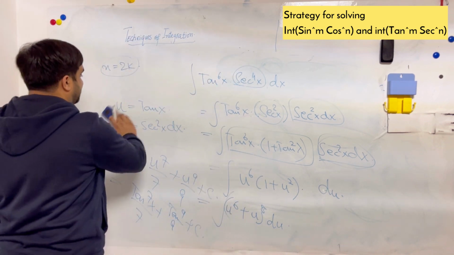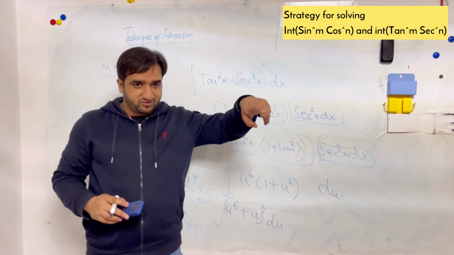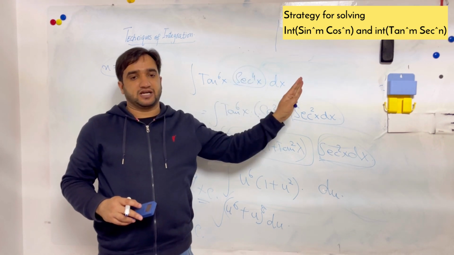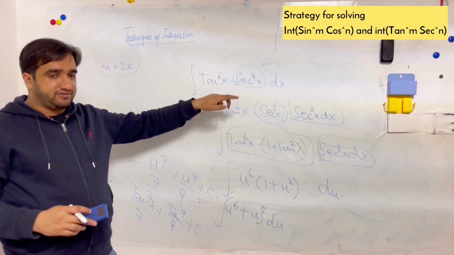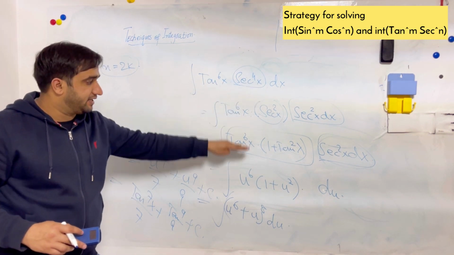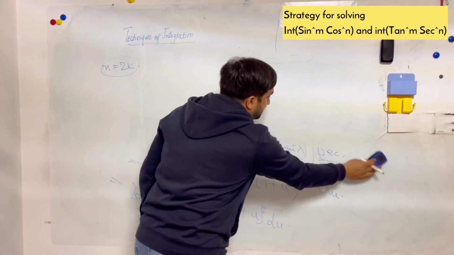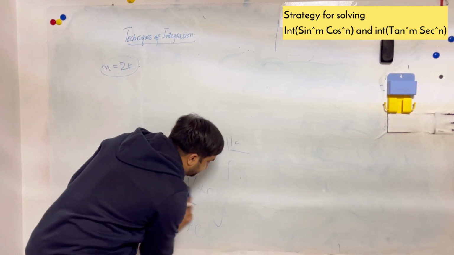Now another question from the same topic. For the sine cos, we already did the questions and then we wrote that formula. For the tan secant, we are doing the questions now. One question for this even power, we have done it. Now the second question, if the power of tan is an odd number.